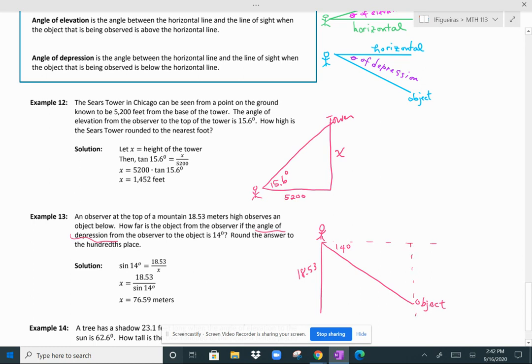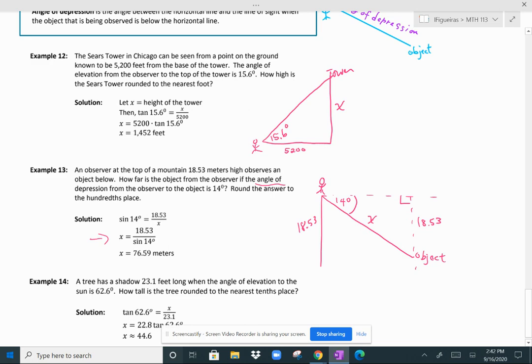If I draw this like this, I know that I have a right triangle here. If this is 18.53, so is this. So I'm trying to find how far the object is from the observer. So that's the X. So what makes sense? It's opposite over hypotenuse, so again, sine makes sense. Opposite of 14 degrees is 18.53, and the hypotenuse is what we're looking for, that's X. So if I cross multiply, I get X equals 18.53 divided by the sine of 14 degrees. Again, you need to be in degree mode, and you get that X is 76.59 meters.